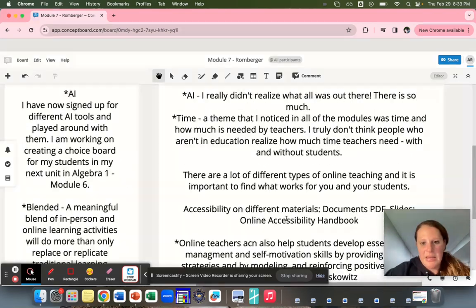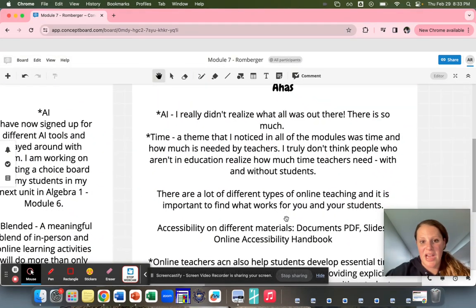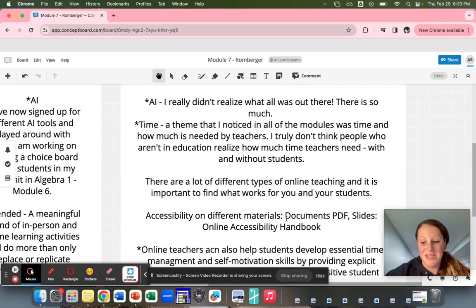So my biggest aha's that I've taken away: I really didn't realize how much was out there. There's a lot. It's just amazing what is out there. Time is a theme that I felt like kept coming up from module 1 until module 6. Everything talked about time and how much time we need as teachers, with and without our students, right? We need time to plan, we need time to sit down and give that feedback to the students. But in general, I just feel like time was a general theme that I saw throughout every module.